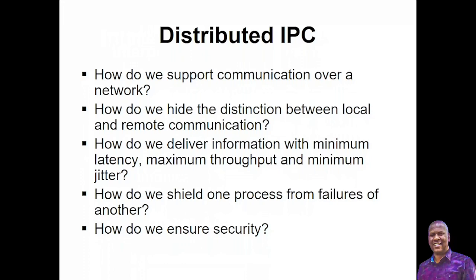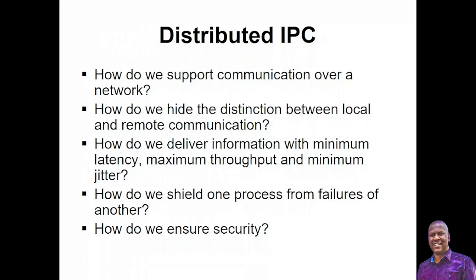How do we then deliver information with minimum latency, minimum disruption, ensuring maximum throughput and minimum jitter? For two distributed components to be able to communicate, we also must ensure that there is minimum latency. As we say, latency is that period of time between when a particular process releases a message and the time the receiving process receives that particular message. So if it happened fast, then you can say there's some kind of minimum jitter.